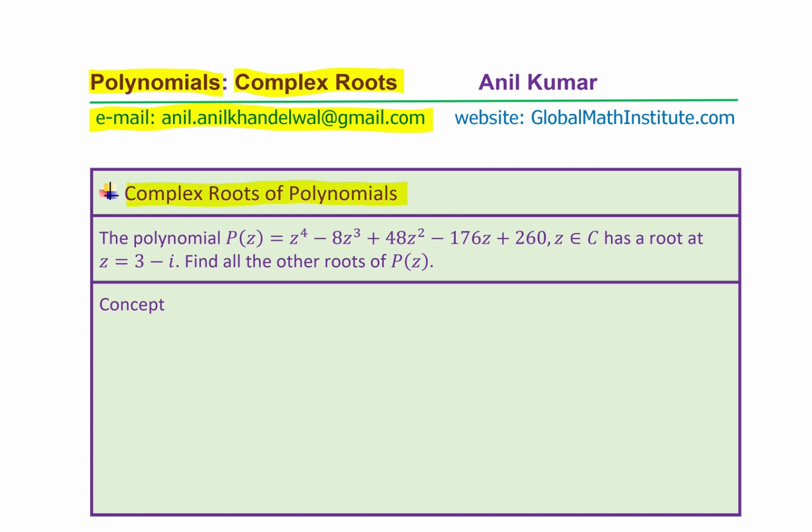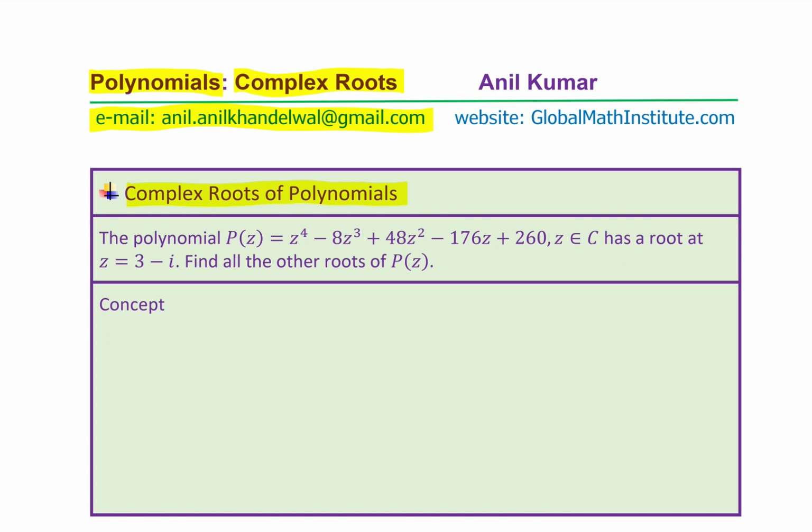Question here is the polynomial p of z. So when we write z, it is supposed to be a complex number. So z to the power of 4 minus 8z cubed plus 48z squared minus 176z plus 260, where z belongs to set of complex numbers, has a root at z equals to 3 minus i. Find all other roots of the polynomial p(z).